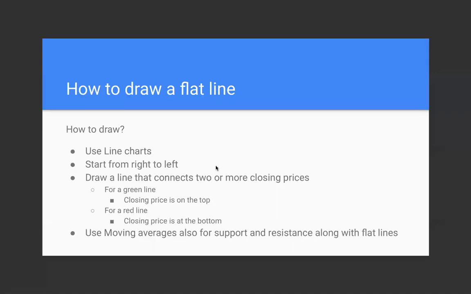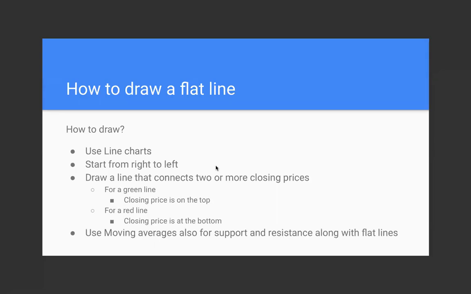The very easiest thing is to use line charts, because line charts have the closing prices very well defined. If it's a candlestick, you will have a wick and a body, and the higher wick and the lower wick. If you use the line chart, it will be very clear to you. Then start from right to left, that means start from the right side of the chart to the left side of the chart. Draw that line that connects two or more closing prices.